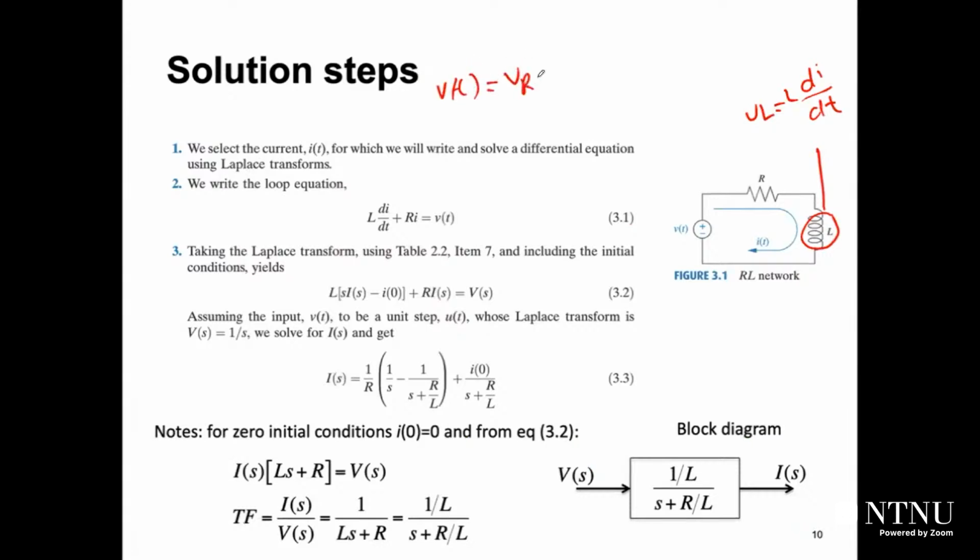equal VR, the voltage drop across R, plus VL. VR is I multiplied by R, correct? Plus VL, which is L di by dt. And this is V of t. So this is my differential equation. Just order it, right? So it will be L di by dt plus R multiplied by I equal V of t, right? So this is a differential equation which we want to get.